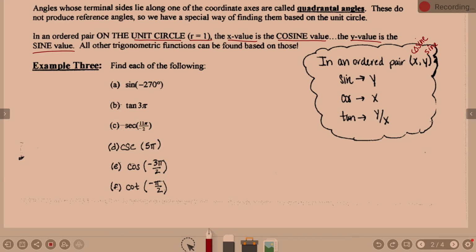Okay, now let's look at sine of negative 270. Sorry, I'm trying to think how your unit circle does not have that. Okay. So, sine of negative 270.